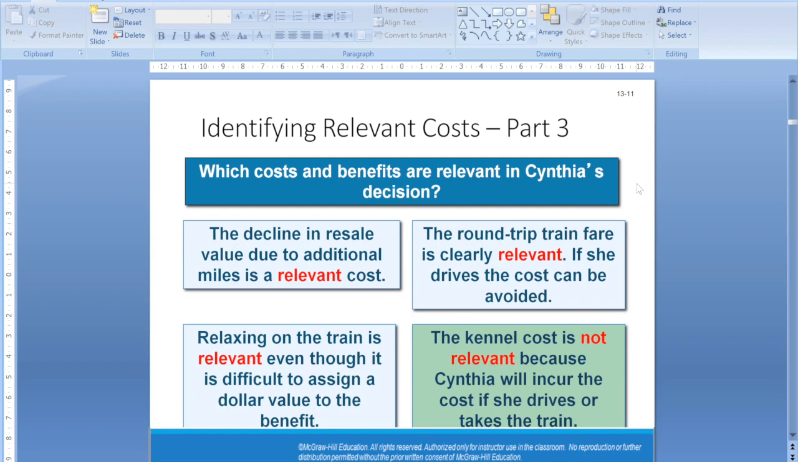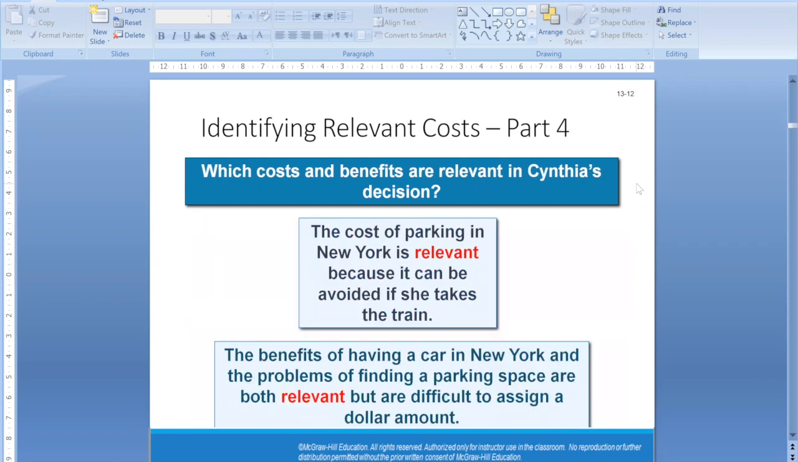The canal cost, if I'm paying it for the two alternatives, will not be relevant because it will be incurred whether she drives or takes the train. The cost of parking in New York, not in your school, is it relevant or not? New York, like London, is a hassle to find parking and it is expensive. So the cost of parking in New York is relevant because it can be avoided if she takes the train.